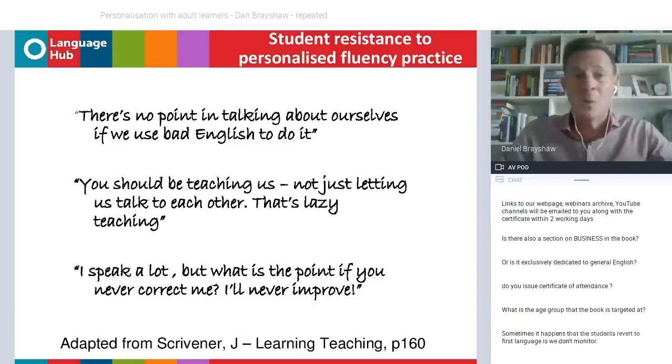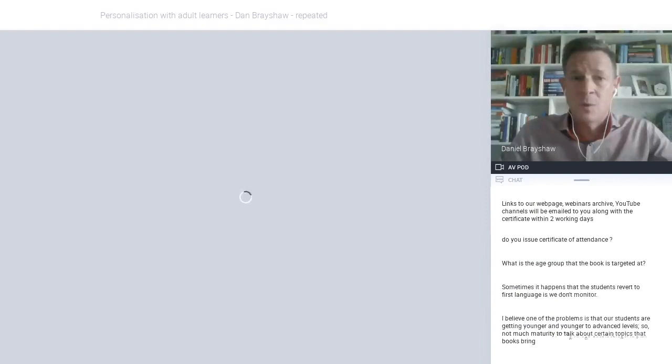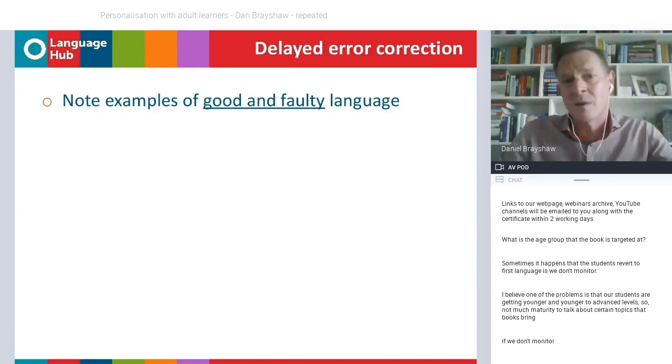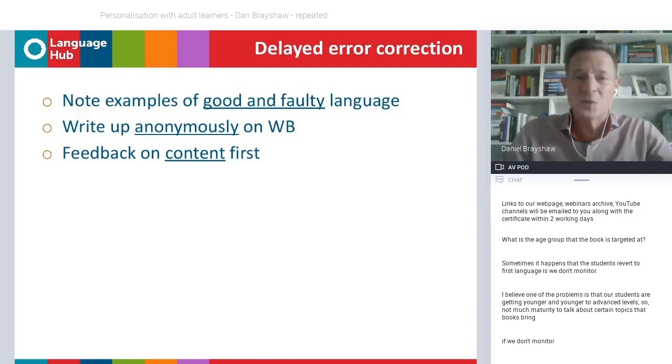We as teachers know the kind of mistakes that students are going to make with the language that we're presenting to them. So I really don't think there's anything wrong with making up a couple of examples of either good or faulty language. What do we do with that language once we've gathered it? Well, during the last minute or so of the student's activity, we need to get it up on the whiteboard. What we're talking about here is a technique called delayed error correction, by the way. We've collected the language, we've put it up onto the whiteboard, anonymously, of course. We don't want to single students out for mistakes they may have made with language.